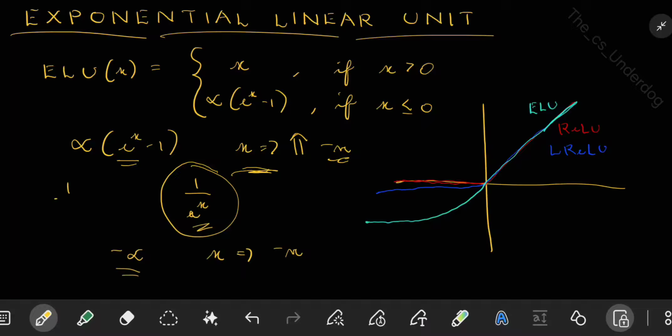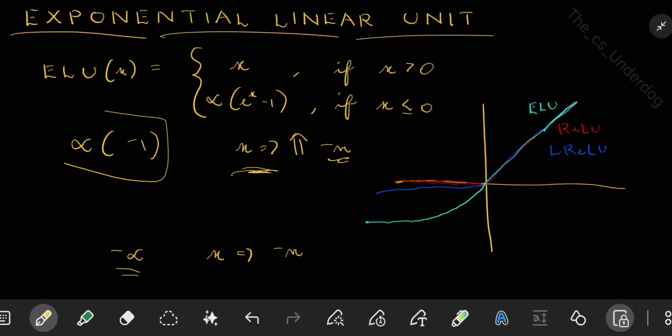Why is it? It is 1 by e power x, where x is a positive number. So when this x becomes larger and larger, this 1 by e power x will go closer and closer to 0. So when it approaches 0, what happens? This will be 0 minus 1, which is minus 1. So finally, you can consider it as minus alpha. This is how, when x becomes more and more negative, this curve will approach minus alpha. Okay, it will approach minus alpha.